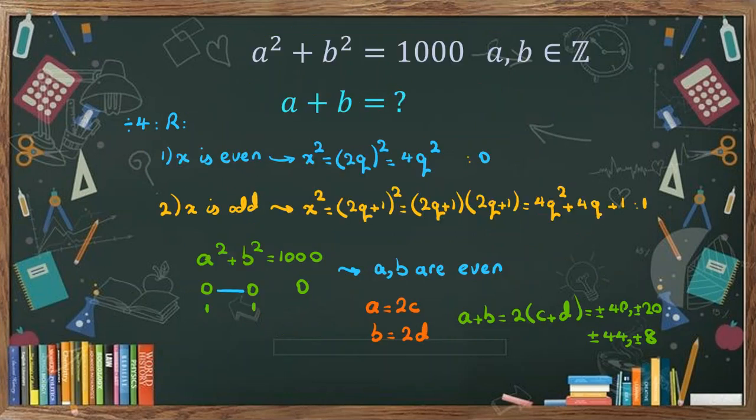So how many answers did we find for A plus B? Let's see. 1, 2, 3, 4, 5, 6, 7, 8. 8 answers: plus minus 40, plus minus 20, plus minus 44, and plus minus 8. Okay, so we're done.